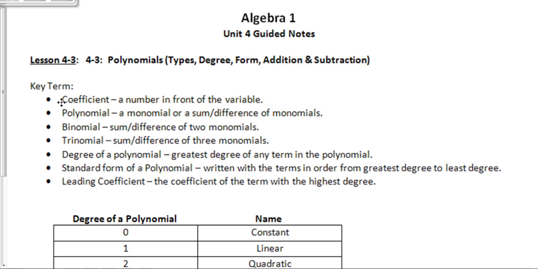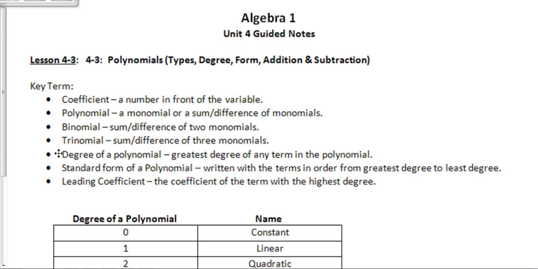Coefficient, we've talked about it before, simply a number in front of a variable. Polynomial, the term polynomial is all you're dealing with here. Everything is called a polynomial. There are just more specific names, such as monomial, which you've been doing a lot of work with, multiplying and dividing different monomials. You have a binomial. A binomial is the sum or difference of two or more monomials. Trinomial would be the sum or difference of three monomials.